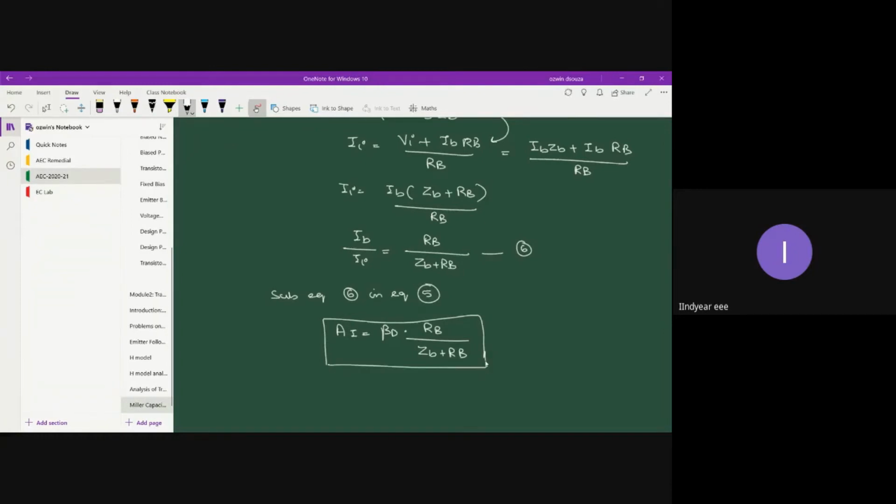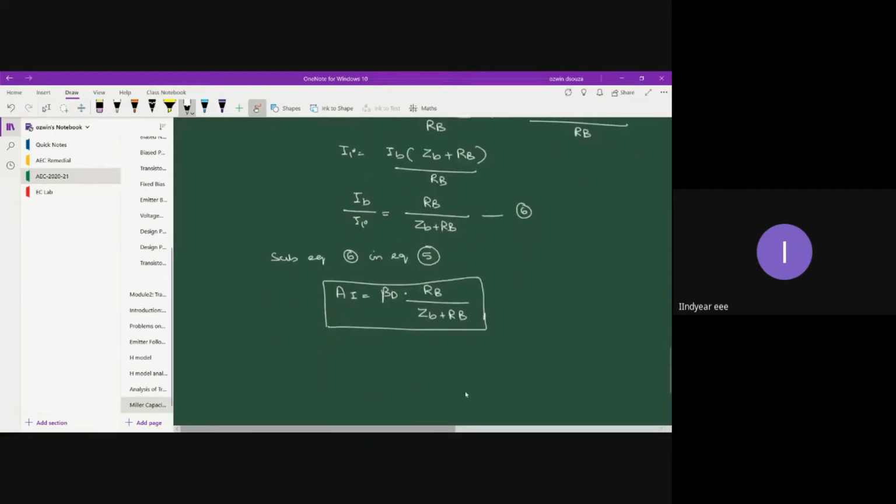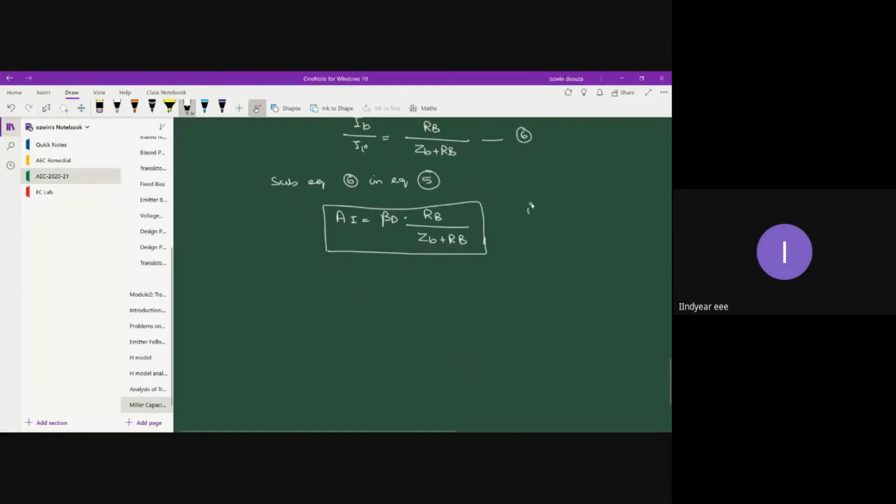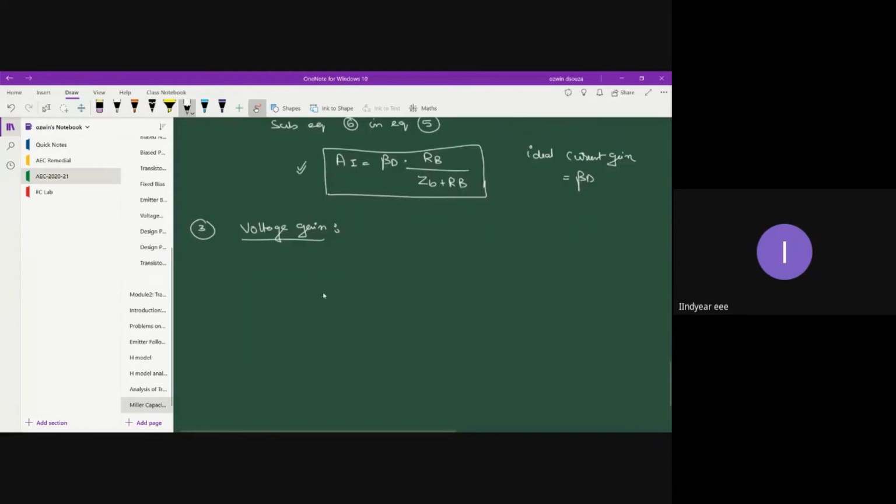Okay, so ideal current gain is beta D, but from your actual circuit, you would get the actual current gain as beta D into some limiting factor, and that limiting factor is nothing but RB divided by ZB plus RB. Okay, so that's your current gain. Third one, voltage gain. Voltage gain is also very simple.